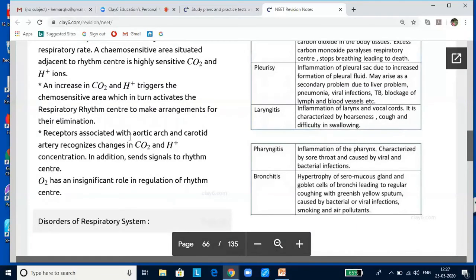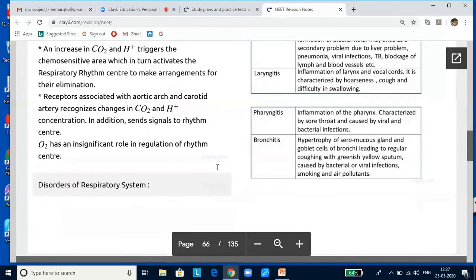Now, these receptors, as I said, are associated with the aortic arch and carotid artery, which recognize changes in carbon dioxide and H plus concentration. In addition, they will send signals to the rhythm center. Oxygen, again I'm repeating, they might ask you, does oxygen have any role, or which one of the following does not have any role? Please remember, oxygen has an insignificant role in the regulation of the rhythm center.